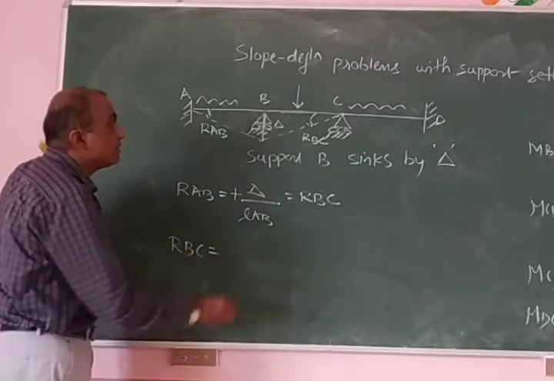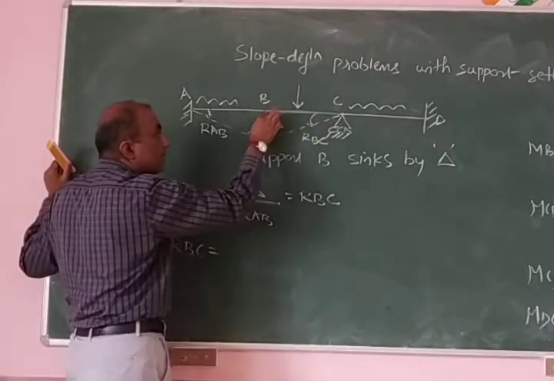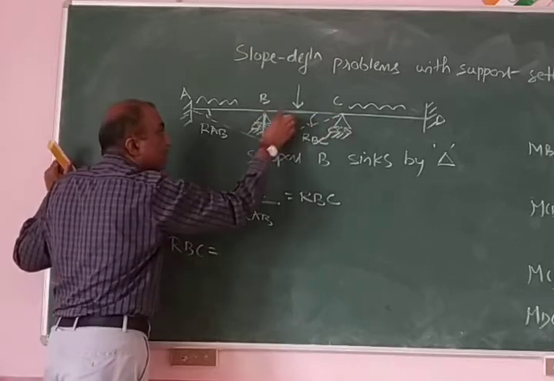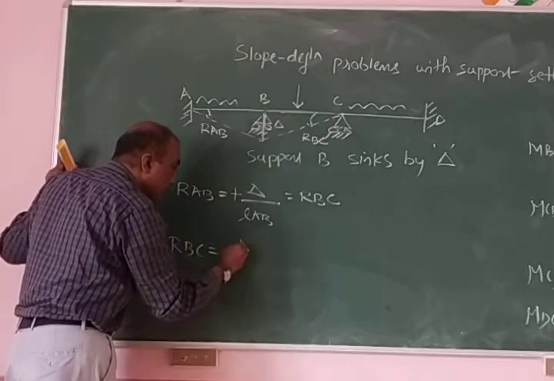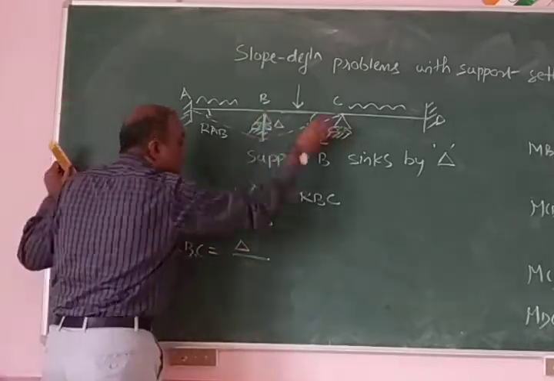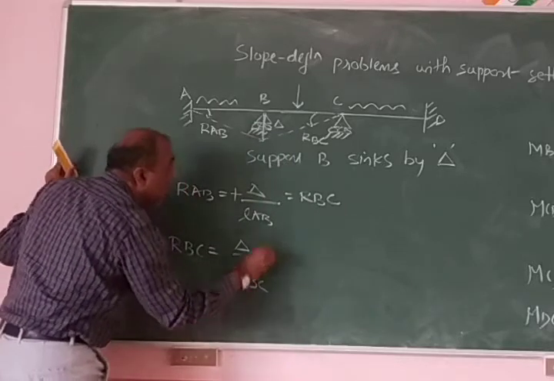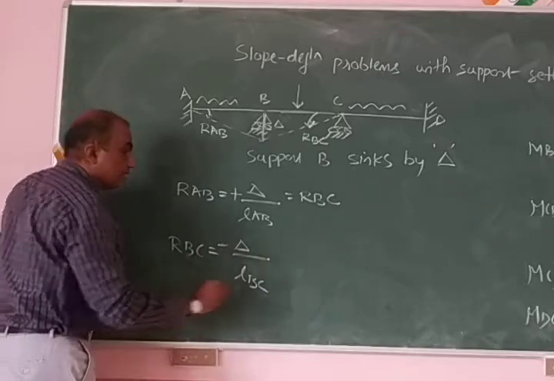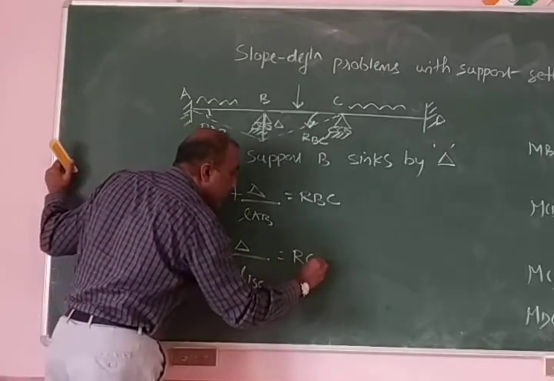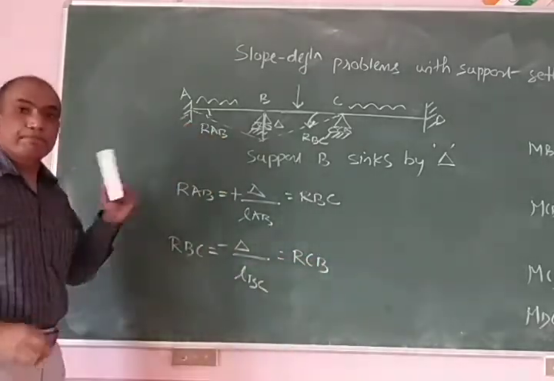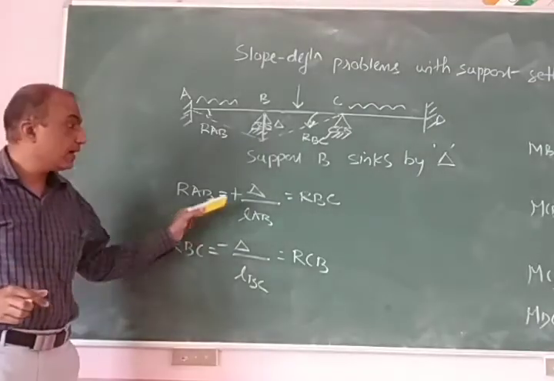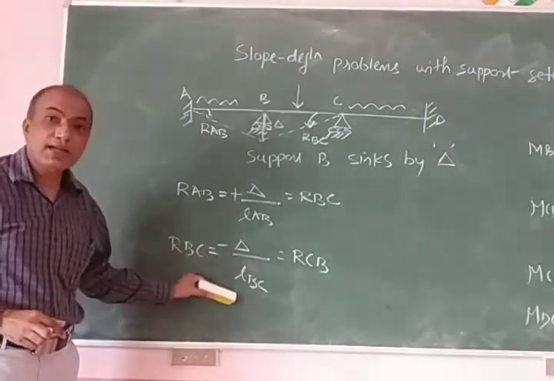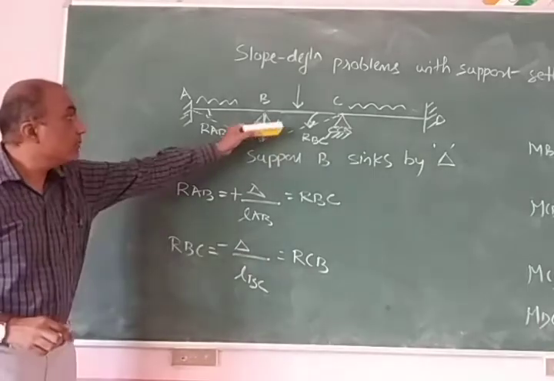What is R of BC? This is R of BC. Again, theta is equal to tan theta, opposite upon adjacent, that is delta divided by L of BC. And you can see this is anti-clockwise. According to our sign convention, this is minus. So R of AB is delta upon L of AB. R of BC is minus delta upon L of BC. Why is it minus? Because it is anti-clockwise.